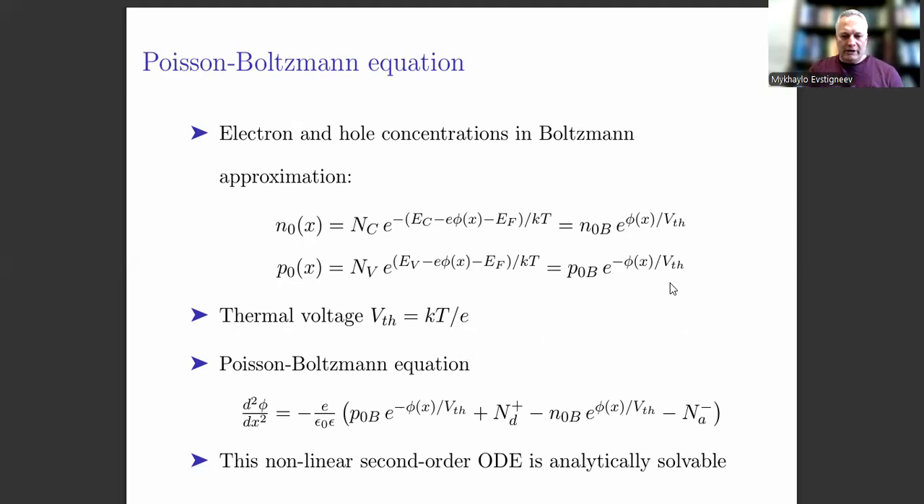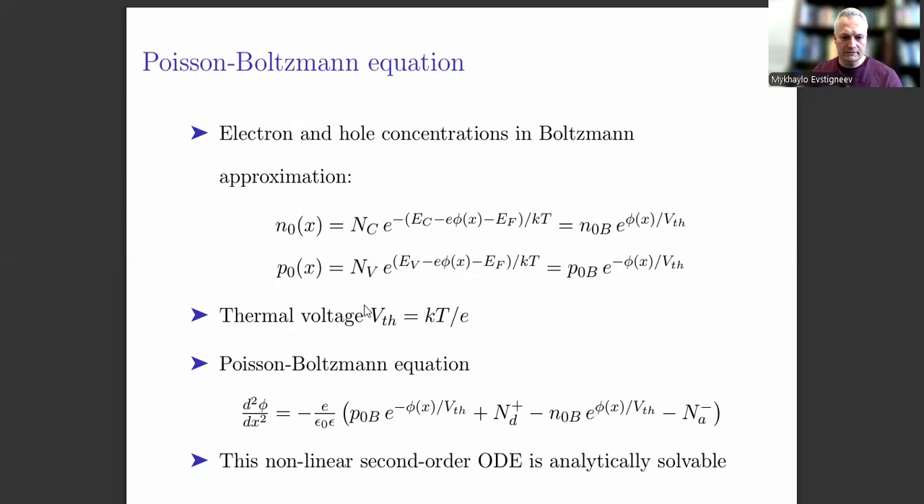All right, now notice that the electron concentration at a point x is the bulk concentration times exponential to the power plus phi of x over the thermal voltage V thermal. This makes sense. Electrons are negatively charged. They are attracted to positive regions, to the regions where the electric potential is positive. So the higher the electric potential, the higher the electron concentration.